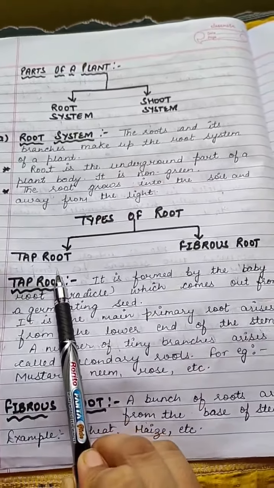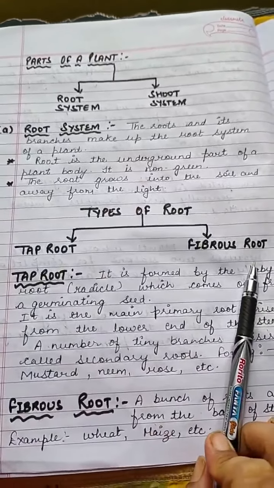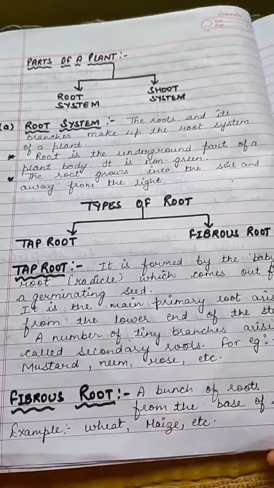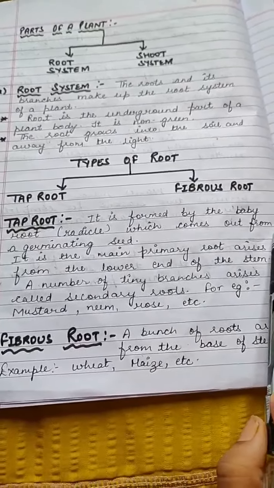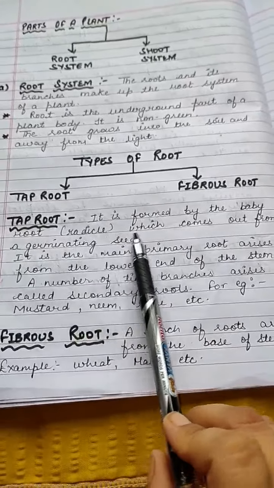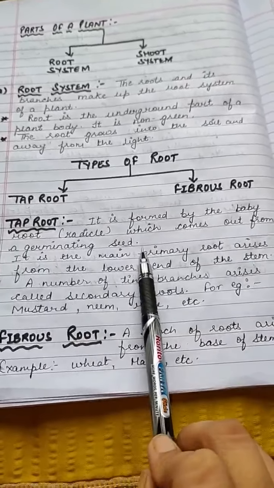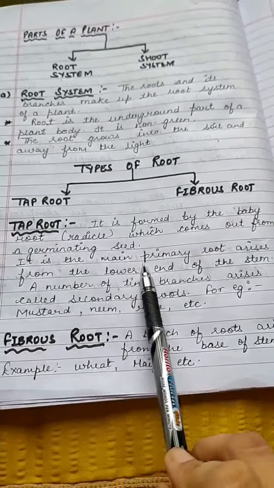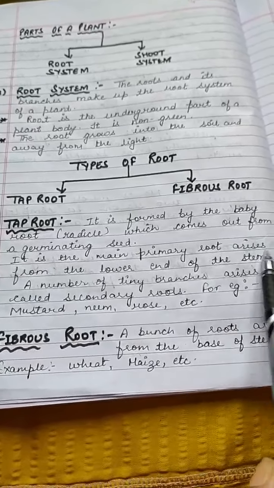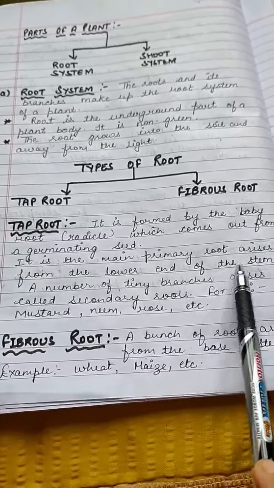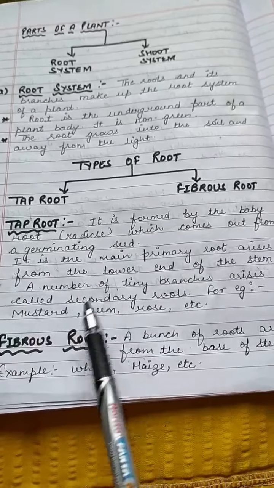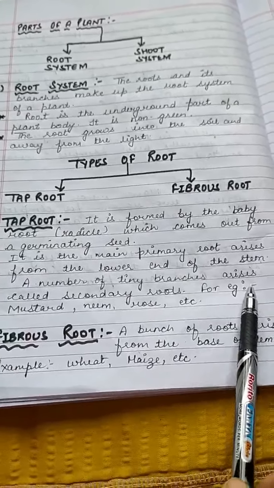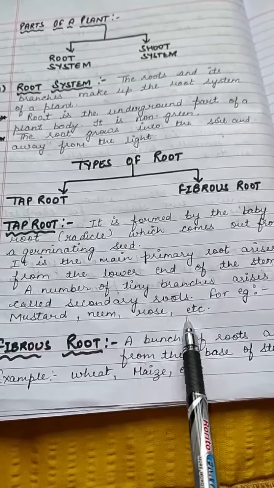The roots are of two types. Number one is taproot and number two is fibrous root. So first is taproot. It is formed by the baby root or radicle which comes out from a germinating seed. It is the main primary root that arises from the lower end of the stem. A number of tiny branches arise, called secondary roots. For example, mustard, neem, rose, etc.